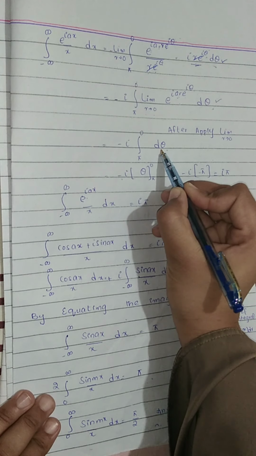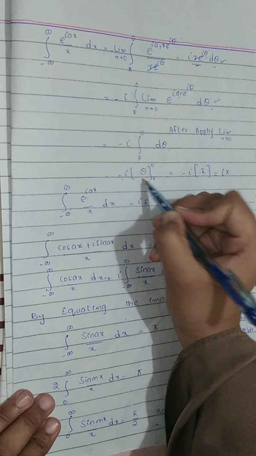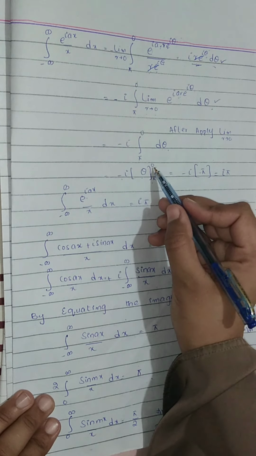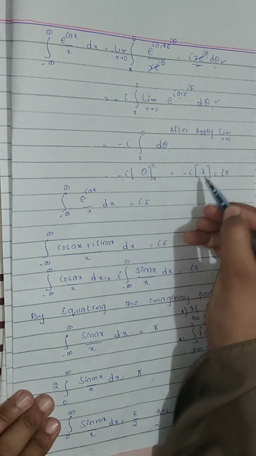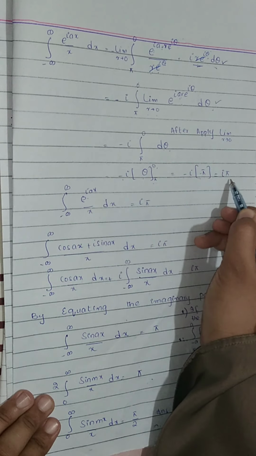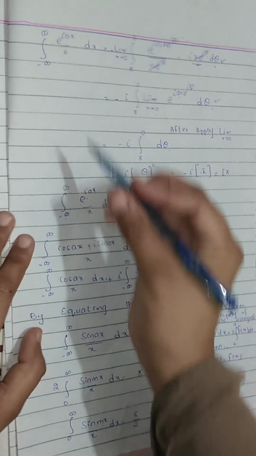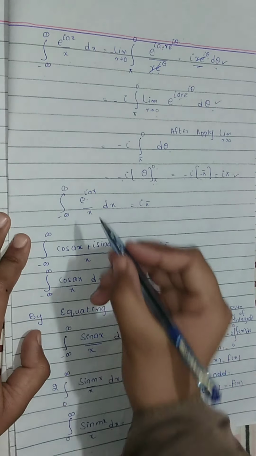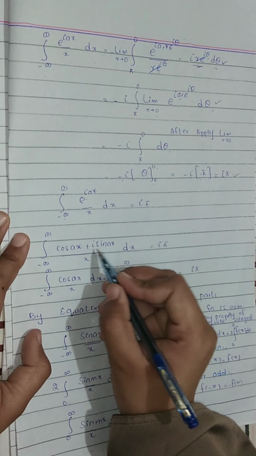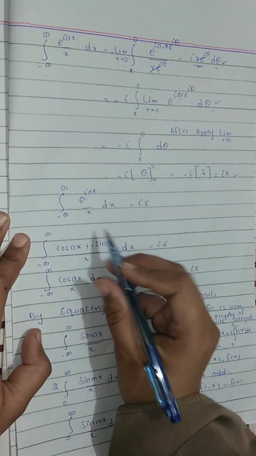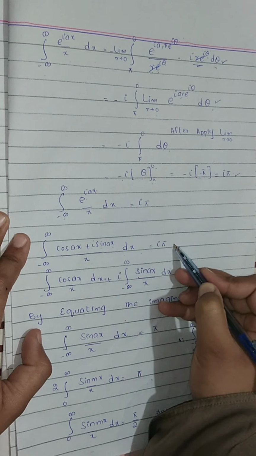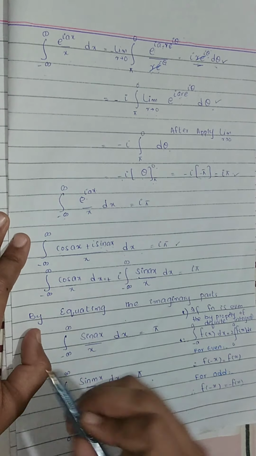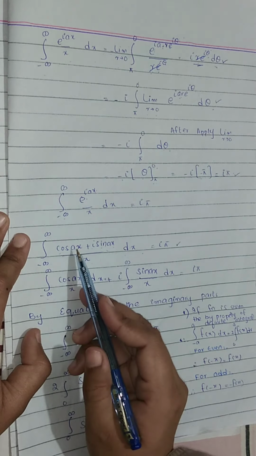Now minus i times the integral of dθ is equal to θ, and the limits are pi to 0. So we put the limits, upper limit minus lower limit, 0 minus pi, minus minus, plus iπ. So the integral from minus infinity to infinity of e^(iax)/x dx is equal to iπ. Now we know that e^(iax) is equal to cos ax plus i sin ax by Euler's theorem, divided by x dx, equal to iπ.